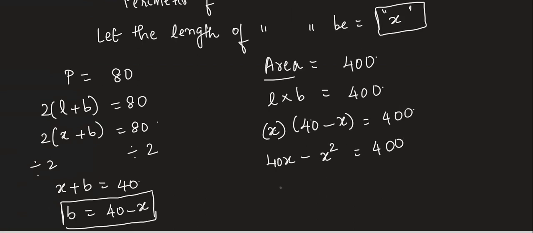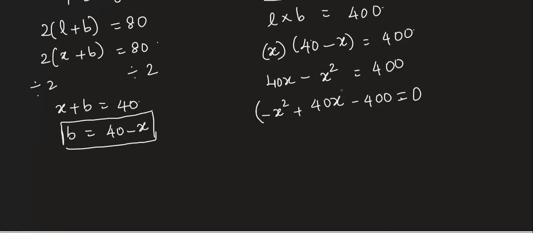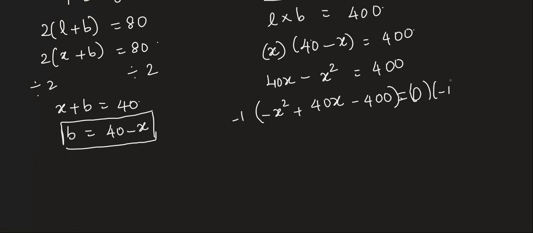So bring this to standard form. Now this will become minus x square plus 40x, and bringing 400 to this side, it becomes minus 400 is equal to 0. Now I want to avoid a minus coefficient for my x square, so I'm just going to multiply the whole thing by minus 1, and this side also by minus 1, to avoid the negative sign for the coefficient of x square. So minus 1 into x square becomes a positive x square, then minus 40x, then plus 400, which is equal to 0, since anything multiplied by 0 is 0. So now this is the equation which I've got.